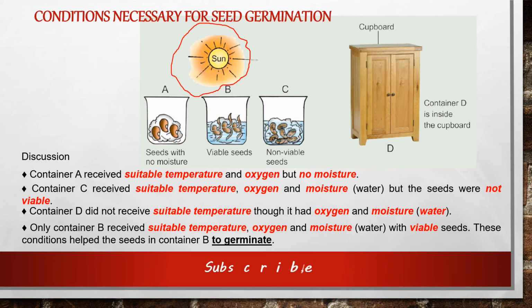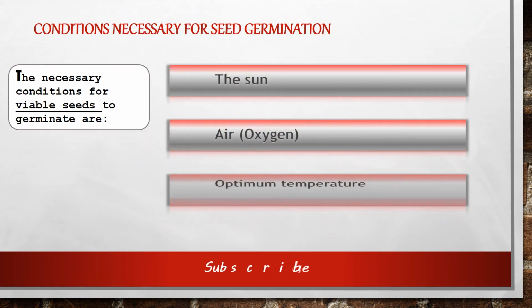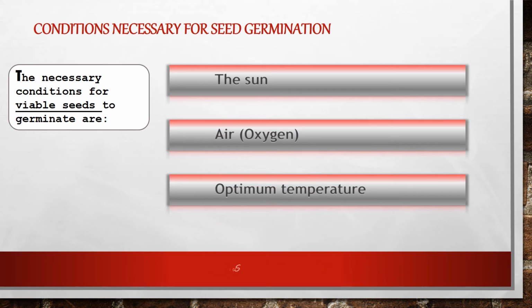So from this experiment, can you tell the conditions necessary for seed germination? Basing on what happened in container B, can you tell them? Okay, thank you. Conditions necessary for seed germination are the sun, air or oxygen, and optimum temperature. There are three conditions which are necessary: the sun, air or oxygen, and optimum temperature. Of course, the seeds have to be viable.